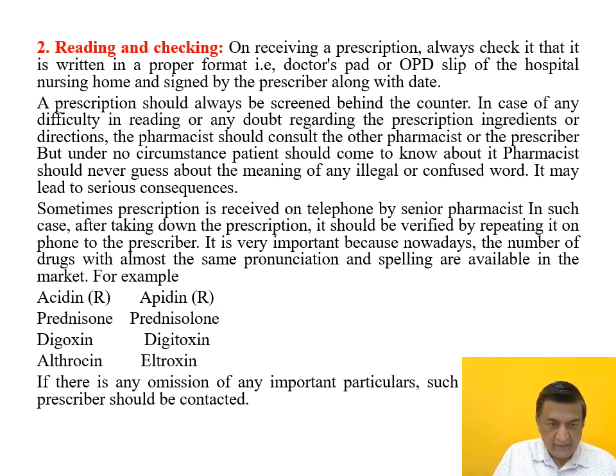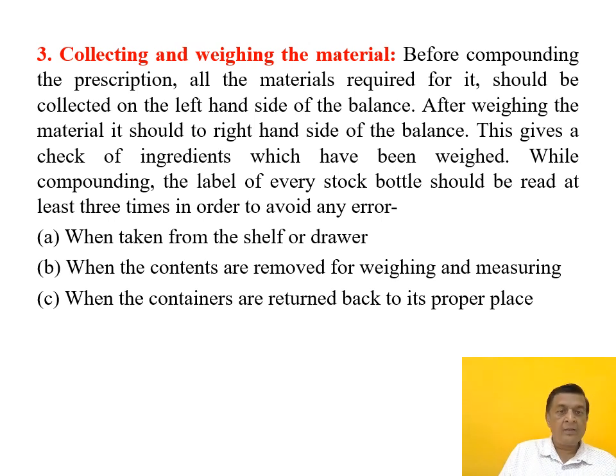So if there is any omission in any particulars, important particulars such as a dose, the prescriber should be contacted. So next, coming to the collecting and weighing of raw materials. Before compounding the prescription, all the materials required for it should be collected on the left hand side of the balance.